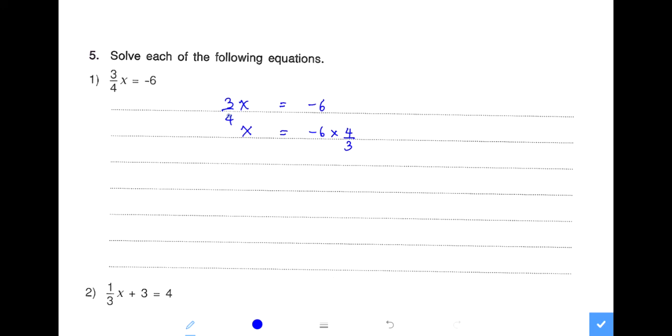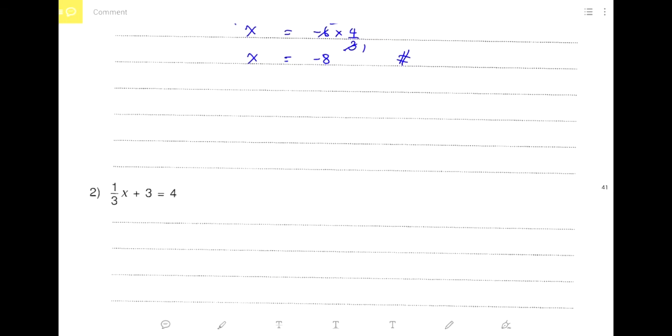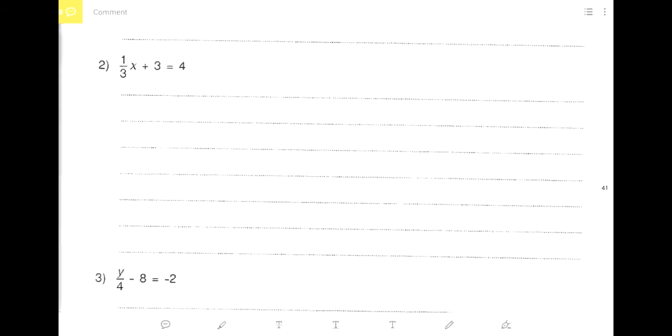When you move a fraction like this to the other side, the opposite of 3 over 4 times x is times 4 over 3. So x is 3 goes into 6 two times, 2 times 4 is 8. So x is -8. Okay, so when you move a fraction, you have to flip it over. Done. Okay, next one.